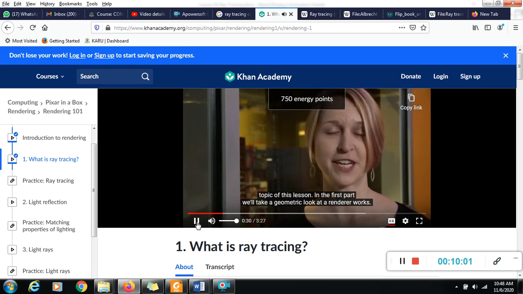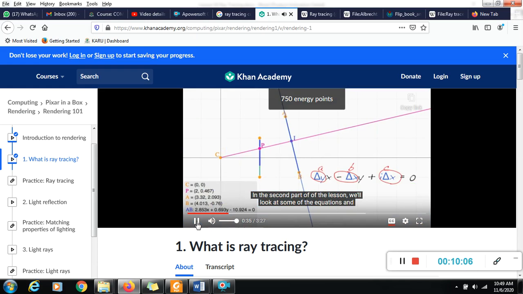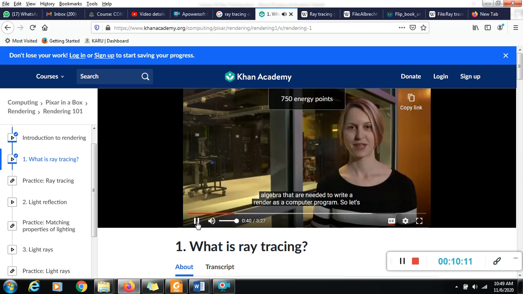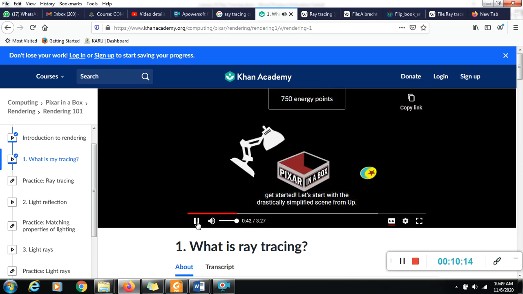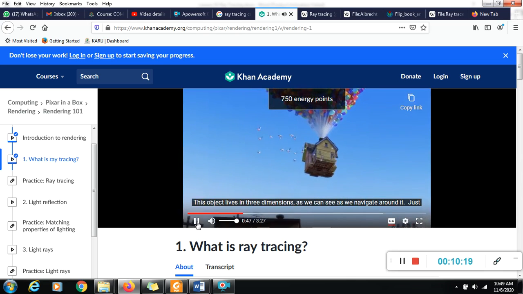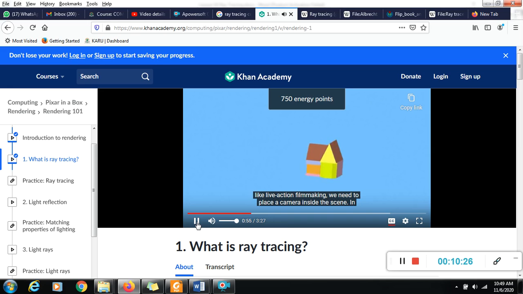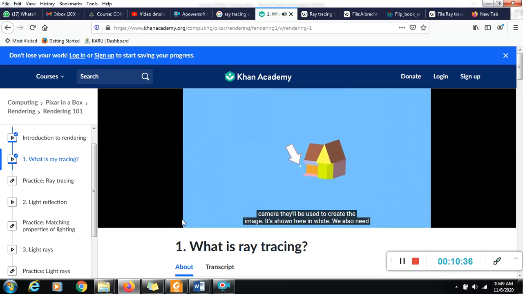In the first part, we'll take a geometric look at how a renderer works. In the second part of the lesson, we'll look at some of the equations and algebra that are needed to write a renderer as a computer program. So, let's get started. Let's start with a drastically simplified scene from Up. This object looks 3 dimensional, as we can see as we navigate around it. Just like live action filming, you need to place a camera inside the scene. In computer graphics, we call this a virtual camera. You first pick a location for a virtual camera that will be used to create the image.